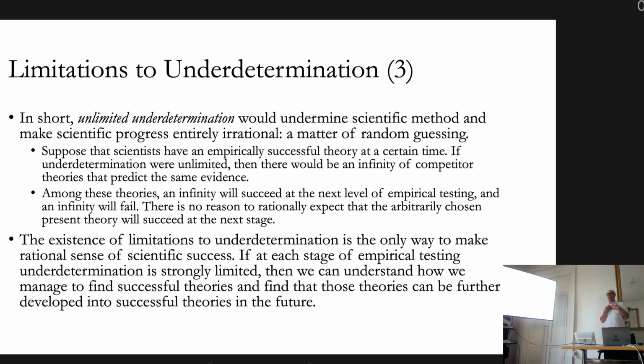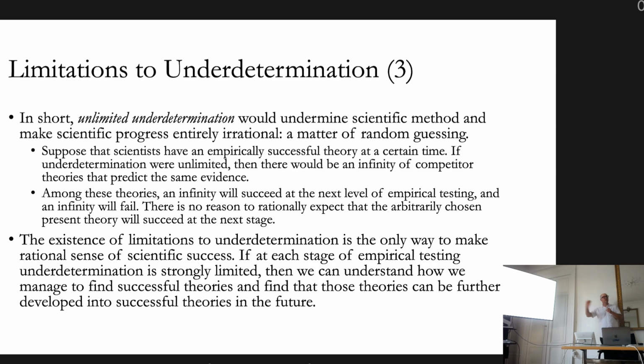Is it because we're completely irrational, or do we have good reason to expect that theories will succeed in the future? Yeah. So the claim here, the conclusion really, is that the existence of limitations of underdetermination is the only way to make rational sense of scientific success. If at each stage of empirical testing underdetermination is strongly limited, then we can understand how we manage to find successful theories and find that those theories can be further developed into successful theories in the future.